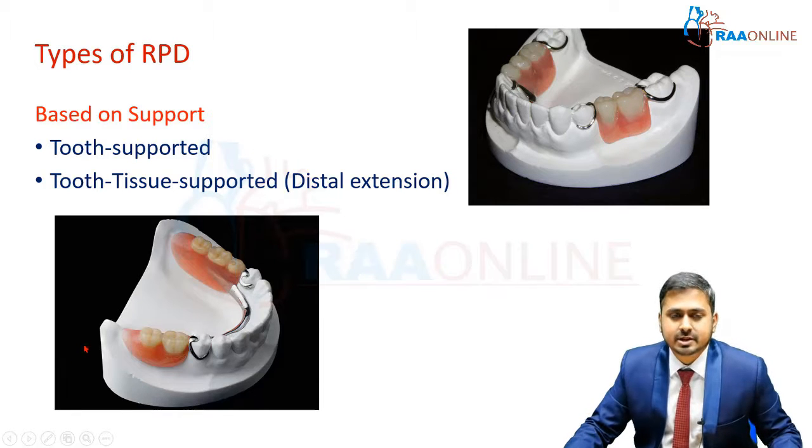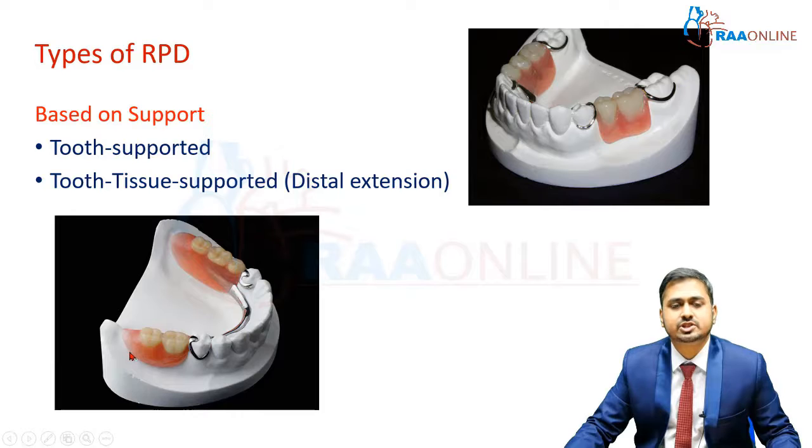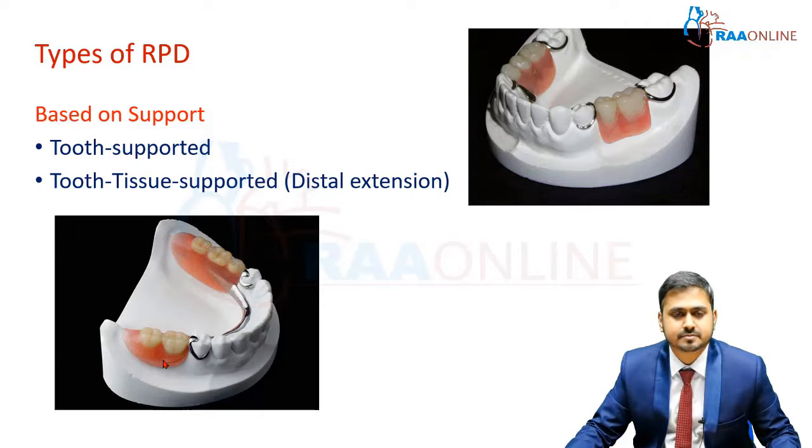So, this prosthesis is entirely tooth supported. Okay, moving on to the second image, you have a prosthesis in which there is no distal tooth support, and this particular region takes support from your underlying denture bearing areas. So, this is called a distal extension tooth and tissue supported RPD.